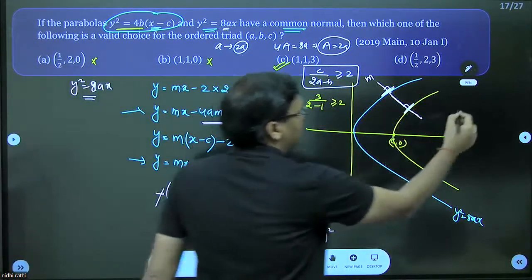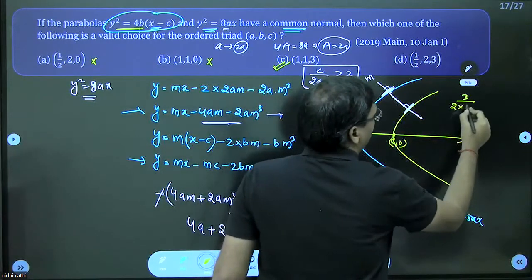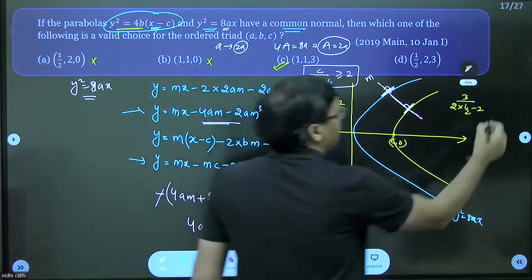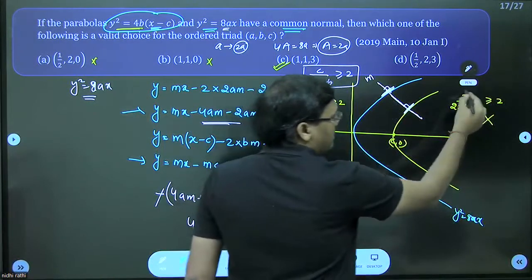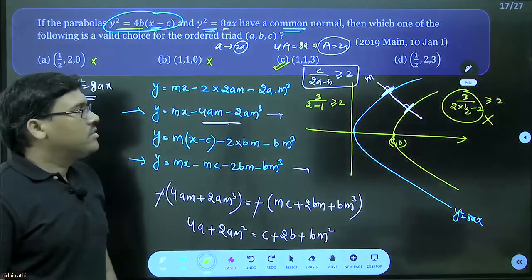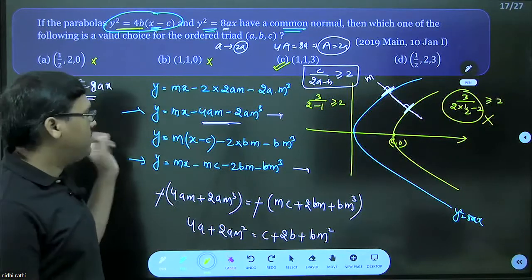So if I just put this value, this is 3 upon 2a minus b. What is b? B is 2. And this is greater than equal to 2. Again, this is not correct because this quantity is a negative quantity. It cannot be greater than equal to 2. So what is the correct answer? Option C is the correct answer for this. So I hope this is clear.